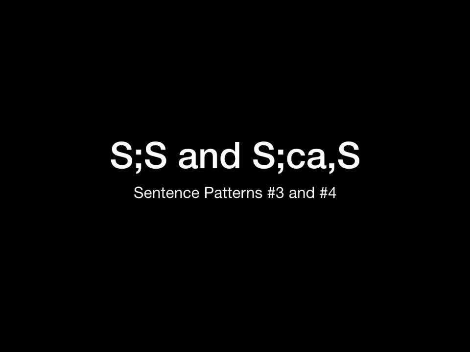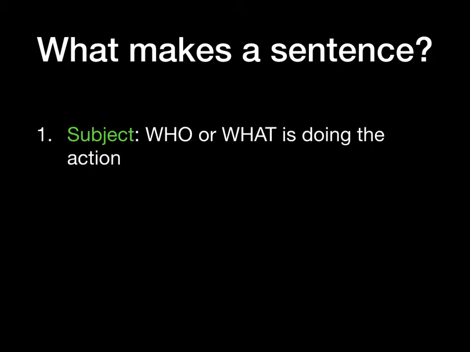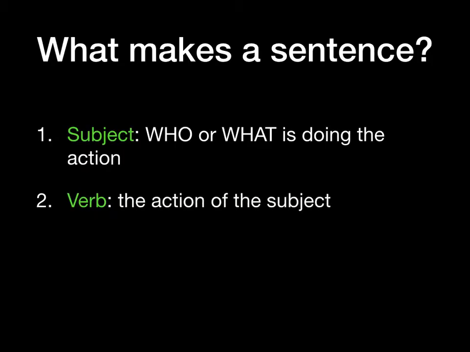Welcome to sentence patterns 3 and 4, S semicolon S and S semicolon CA comma S. But first, let's review. What should you have every time you see an S in one of those sentence patterns? You should have a subject. You know it, that's who or what is doing the action. And since you have somebody doing some action, that's right. You should have some action, which is the verb of your sentence.